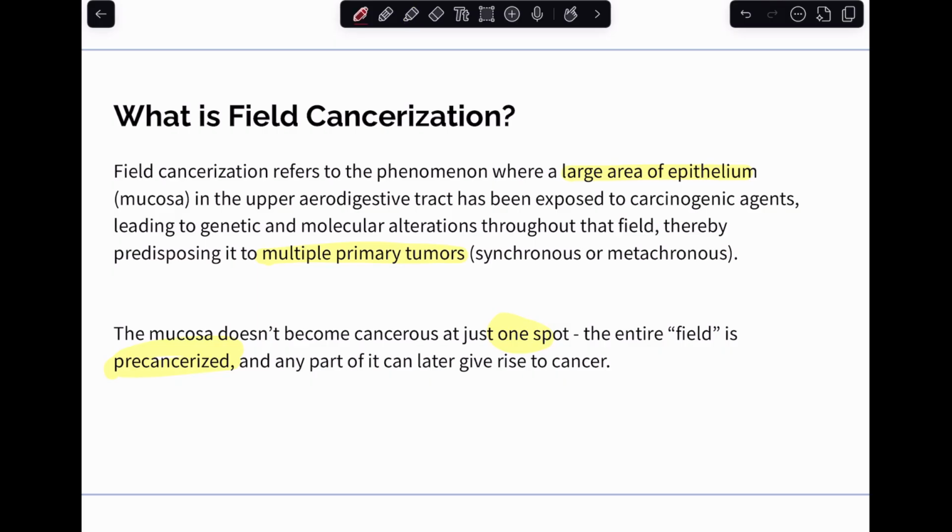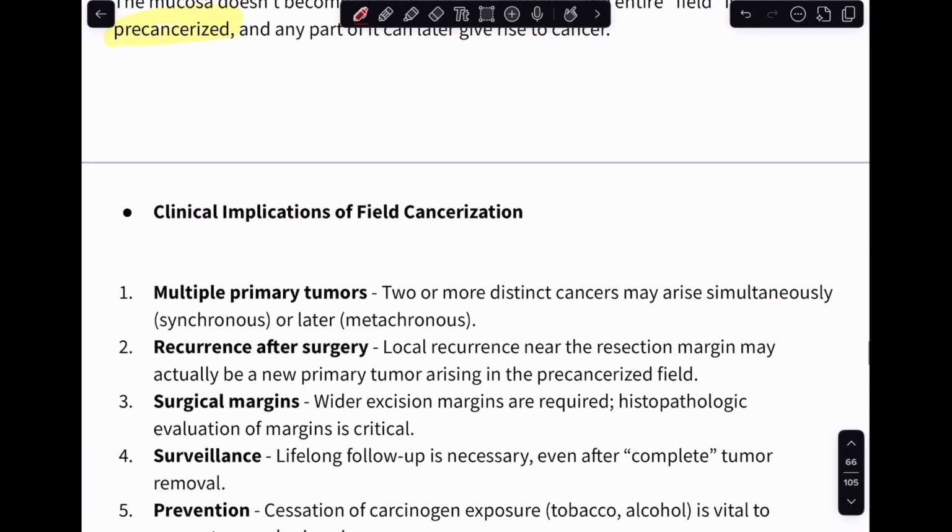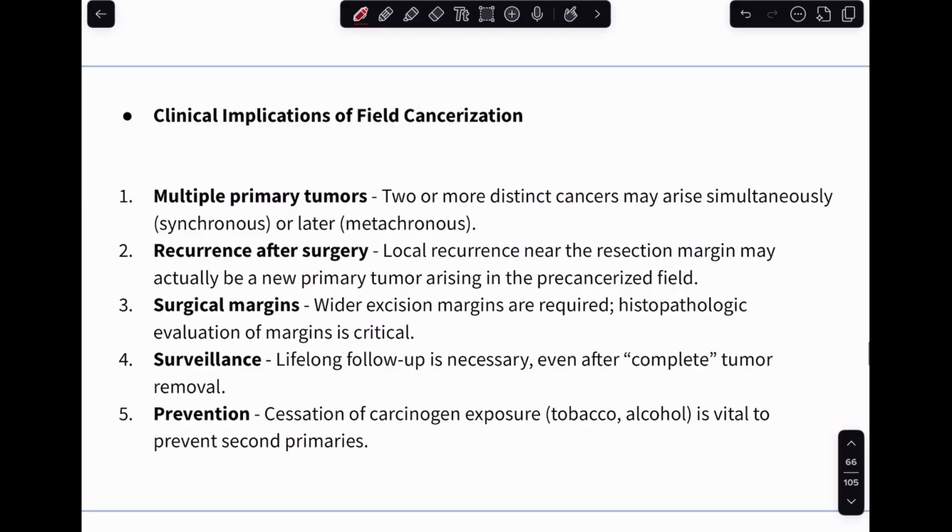The two new terms that we are learning here are synchronous and metachronous. What does this mean? Before that, let's also understand the clinical implications of field cancerization. First is what I already said, that two or more distinct cancers may arise simultaneously or later. So the presence of multiple primary tumors.